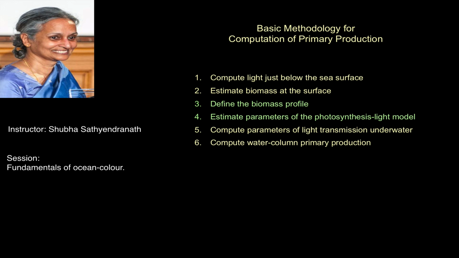To repeat what I have said very quickly, these are the basic steps in computation of primary production. And if you are doing it in a remote sensing context, you can do steps 1, 2, 5, and 6 from satellite or in situ observations. But if you are in a satellite context, bear in mind that you would want to define the biomass profile and the parameters based on best estimates that you have from in situ observations.